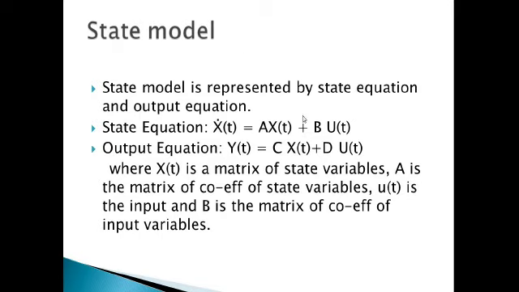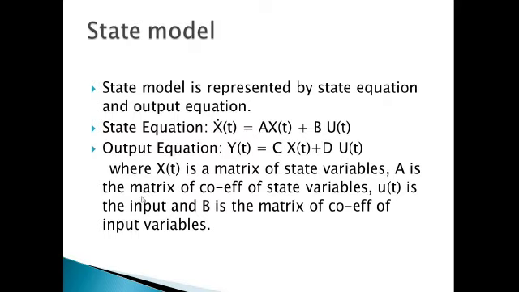Then coming to, what is the state model? The state model is basically the combination of 2 equations. One is called the state equation and the second one is called the output equation. What is the state equation? Basically, the state equation is defined by x dot of t equal to A x of t plus B u of t, where x of t is the matrix of the state variables. That means, for example, a particular system has 3 state variables x1, x2, x3. The matrix of that is a column matrix. The column matrix of that is called the state variable x of t, that is x1, x2, x3.